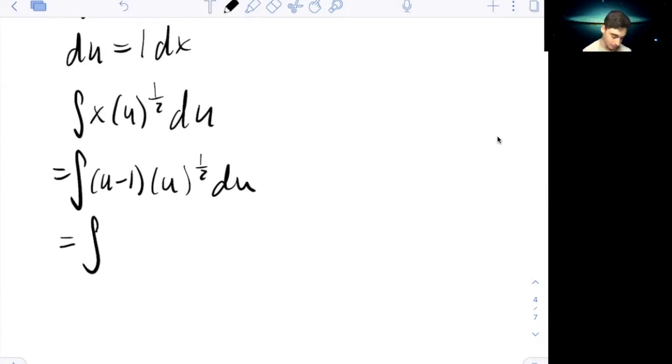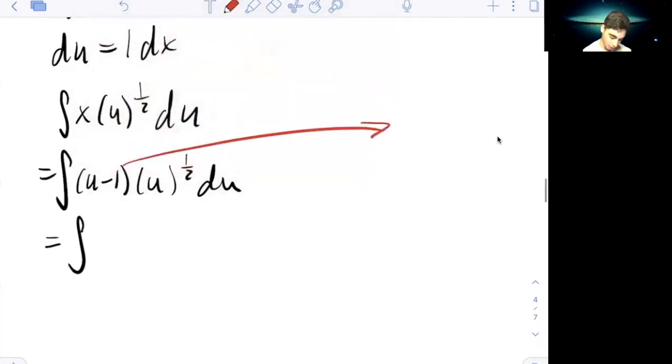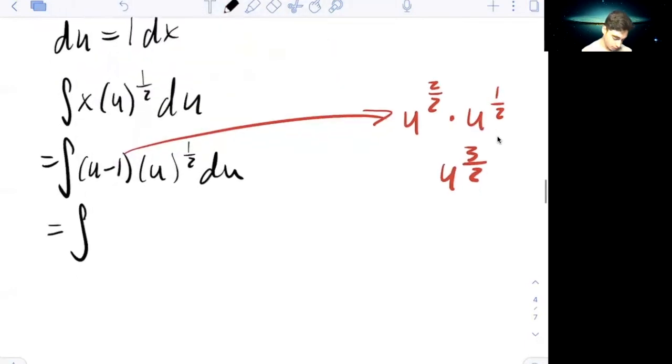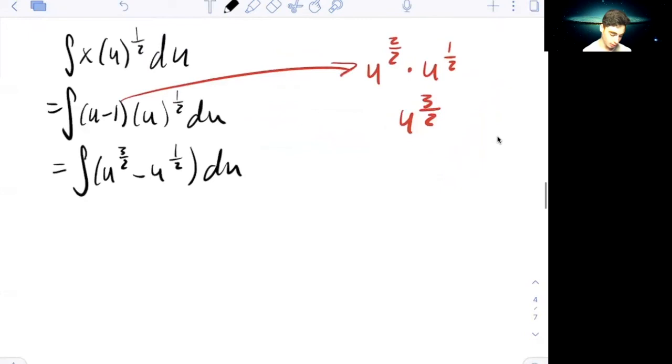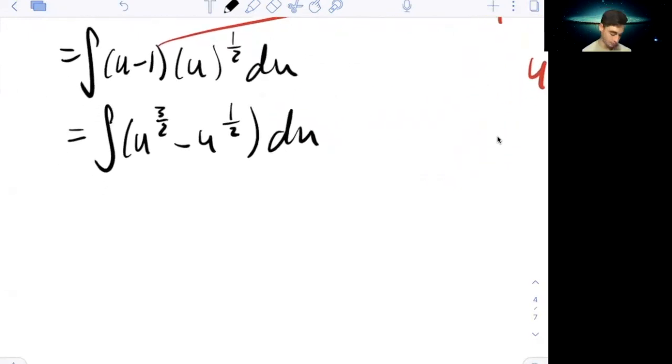And from here we can multiply, and we'll have u times u to the 1/2. This is basically u to the 2 over 2 times u to the 1 over 2, which gives us u to the 3 over 2 because exponents add. So we'll have u to the 3 over 2 minus u to the 1 over 2 du.